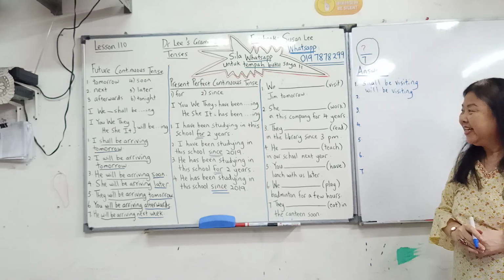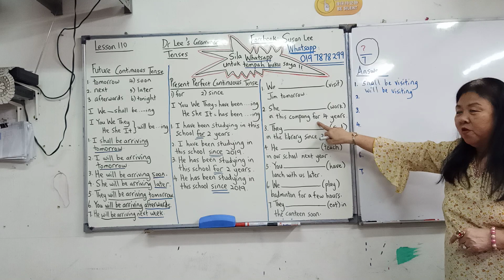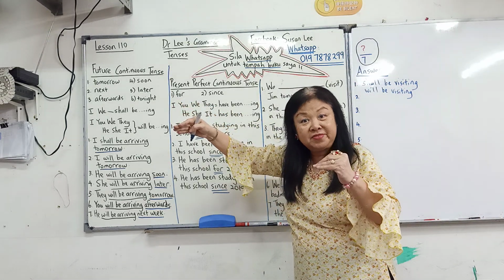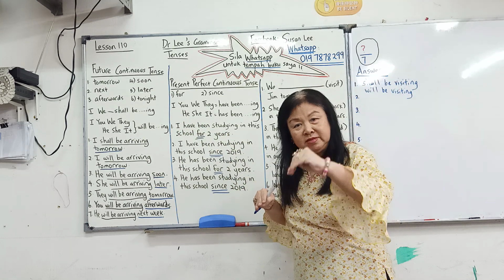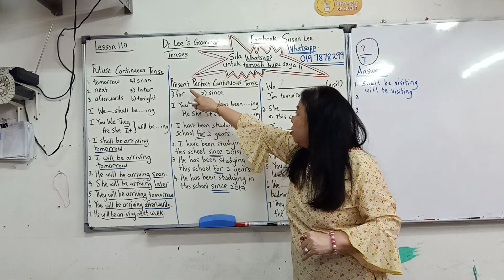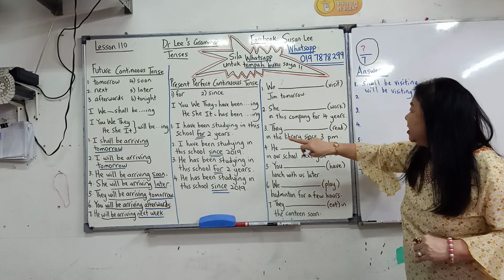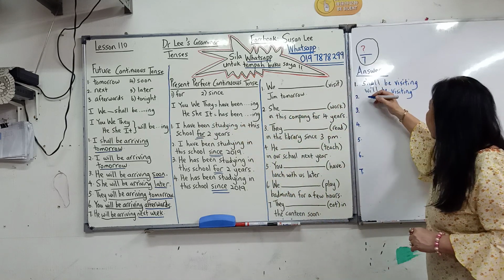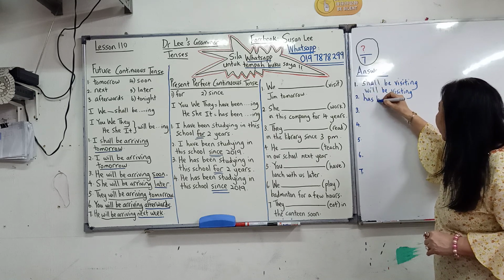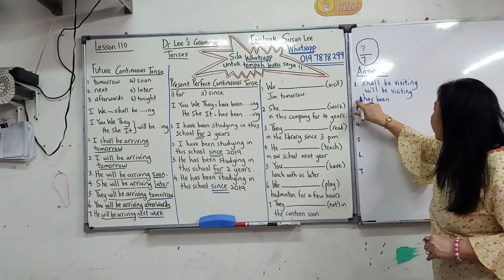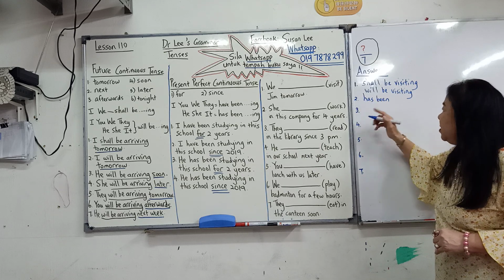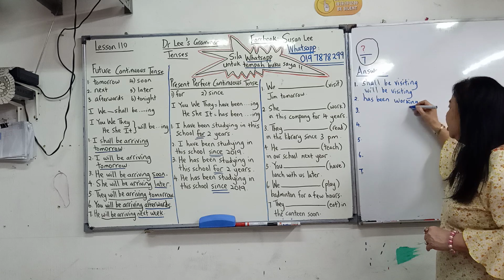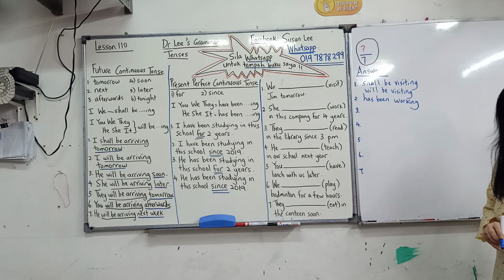This is your answer. Second one, for. For a period of time. It happened in the past and it's still happening now. That is called the present perfect continuous tense. She has been. So the answer is has been. So when you use has been, you need to put ing. So work becomes working. Did you get the answer correct?